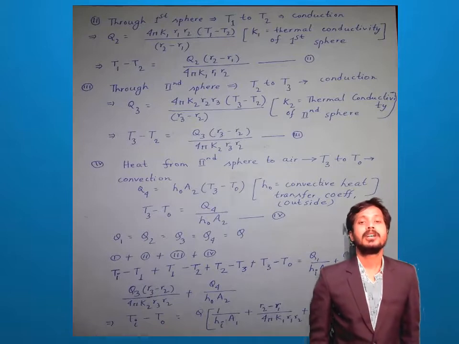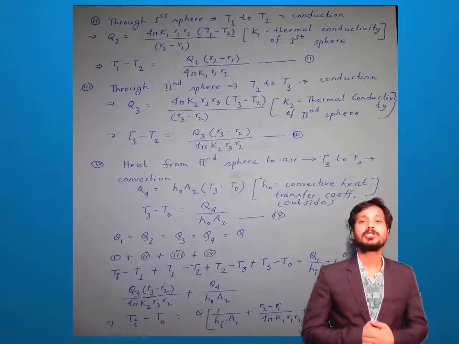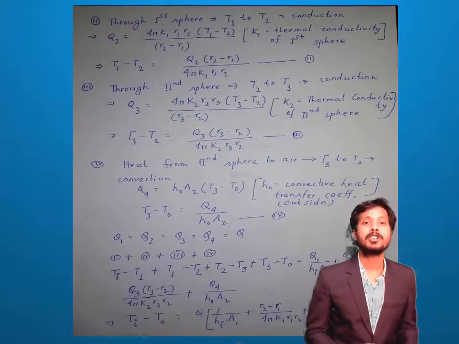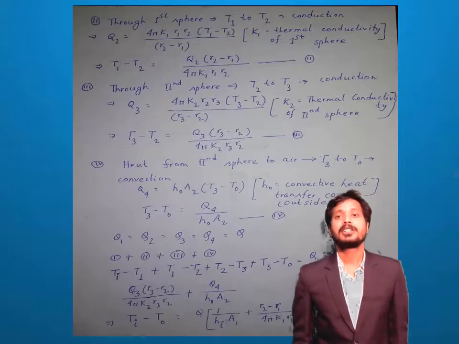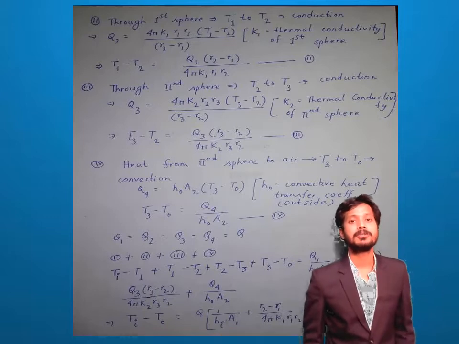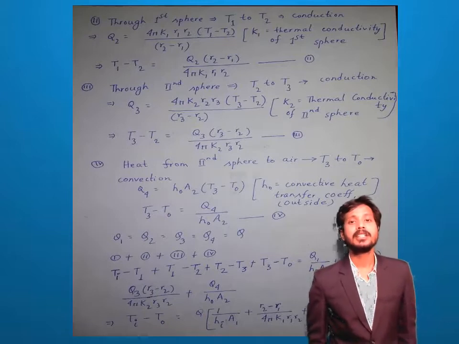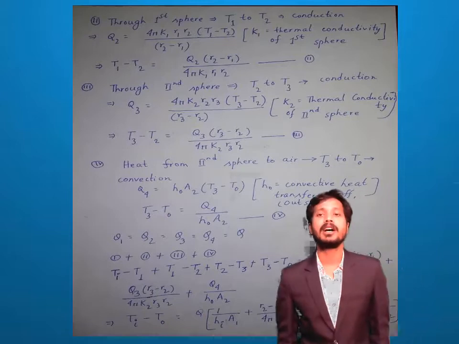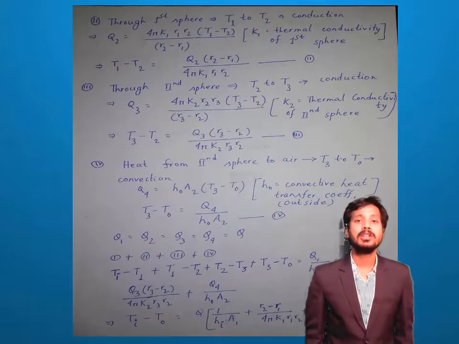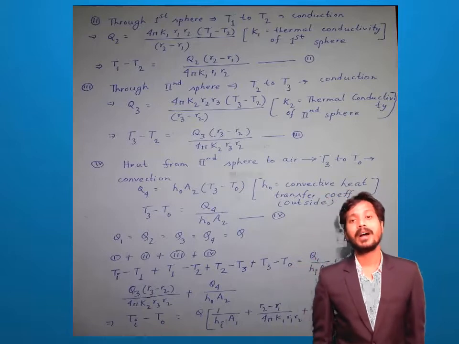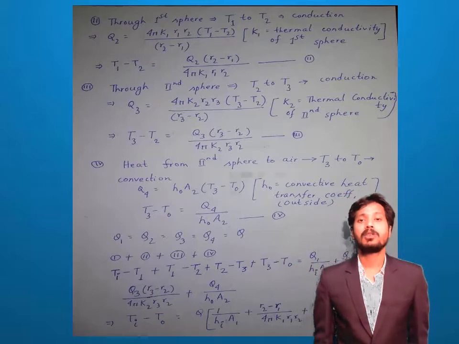So Q2 will be, so now tell me what is the amount of heat transferred through a sphere? Already we calculated Q equals 4 pi k R1 R2 (T1 minus T2) by (R2 minus R1). Now as per nomenclature, if I replace the values, Q2 will be 4 pi K1 R1 R2 into (T1 minus T2) by (R2 minus R1), where K1 is the thermal conductivity of the first sphere, R1 the inner radius and R2 the outer radius. So T1 minus T2 we can write as Q2 into (R2 minus R1) by 4 pi K1 R1 R2.